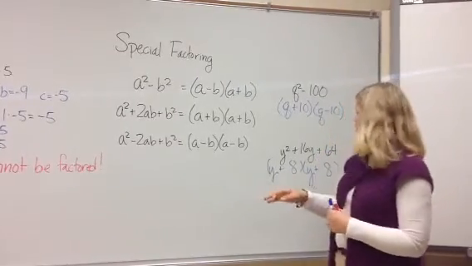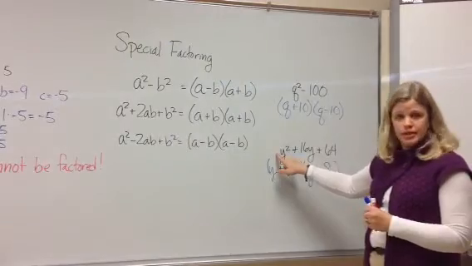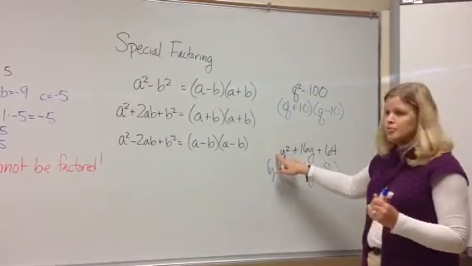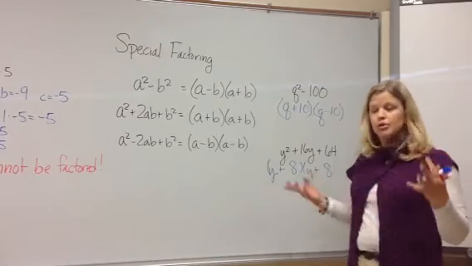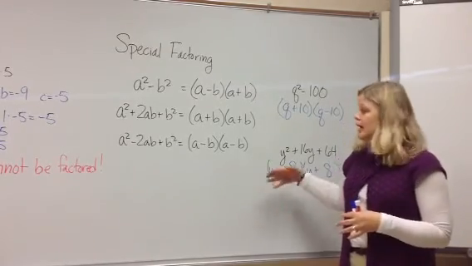You could go through and say 64 times 1 is 64. What two numbers multiply to 64 and add up to 16? Plus 8 and plus 8. It will still work, okay? But it is a shortcut.